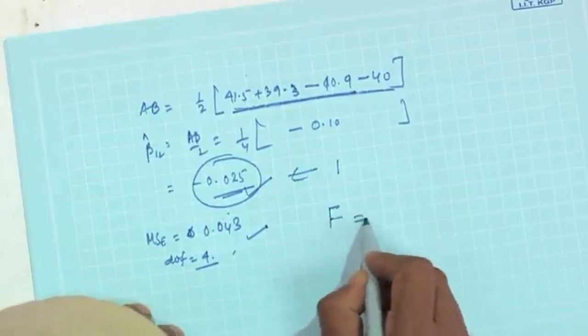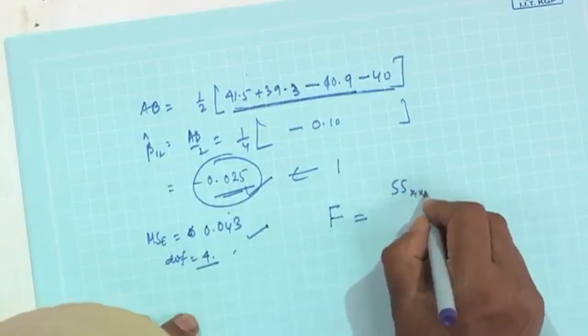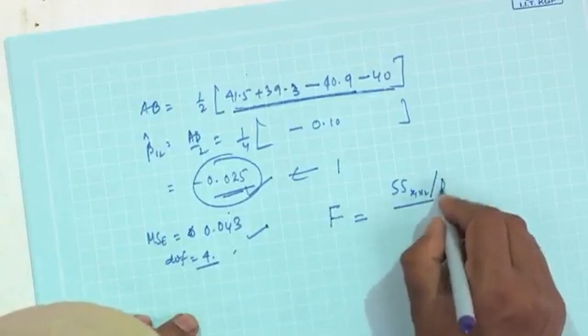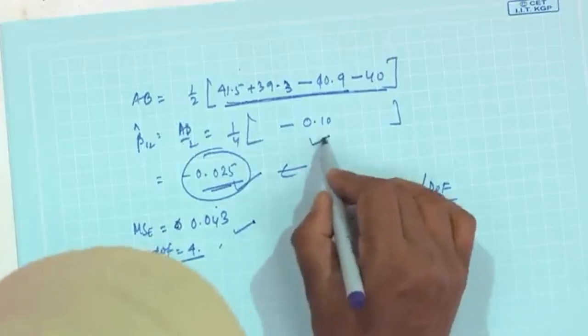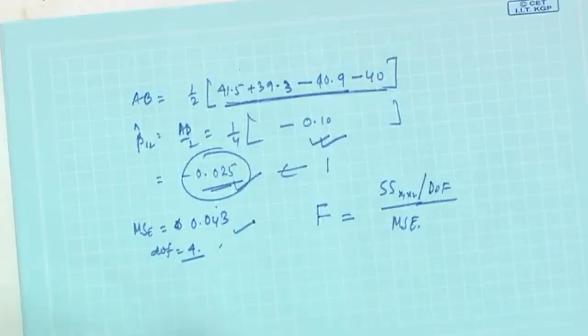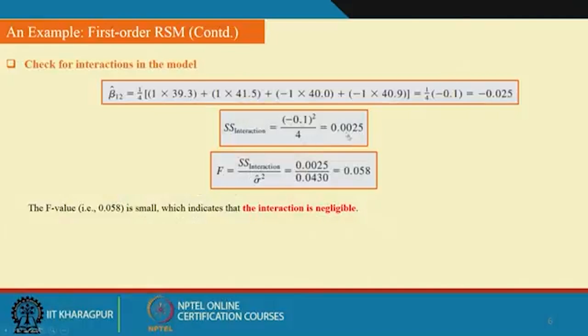now, in order to get F, you need to find SS of AB or X1 X2 divided by degree of freedom, by MSE. So, how do you find SS? You know the contrast, the contrast square divided by 4 will give you SS interaction. You just see here. So, contrast square by 4 is the SS interaction, F is SS interaction by 1 and sigma square. You are getting 0.0025 by 0.043, this is 0.058. So, this value is your 0.0025 divided by 0.043. So, how much is it?